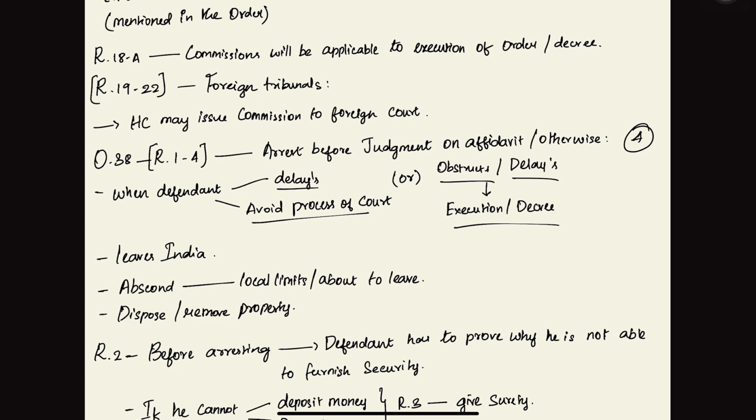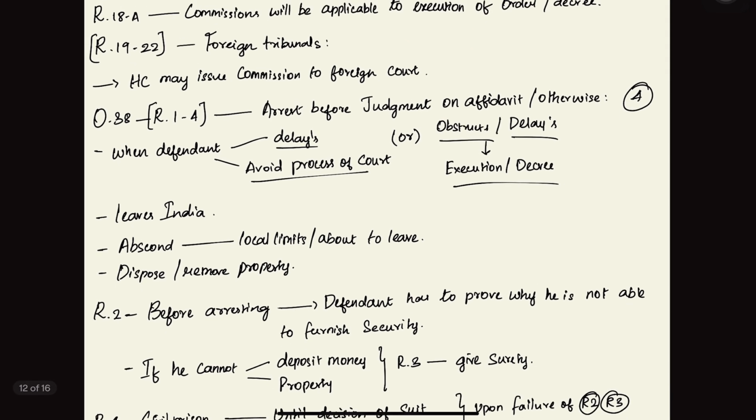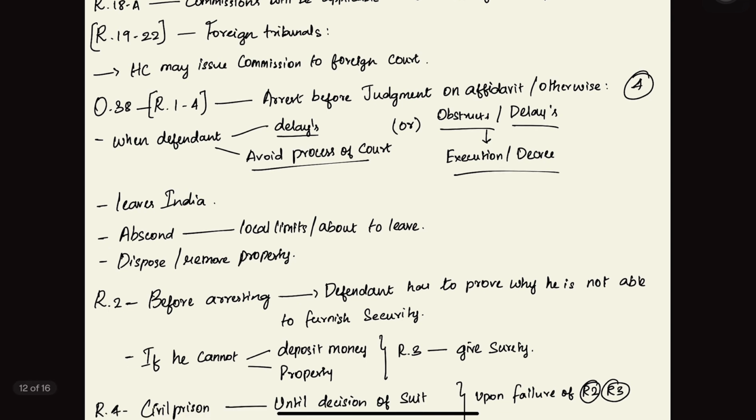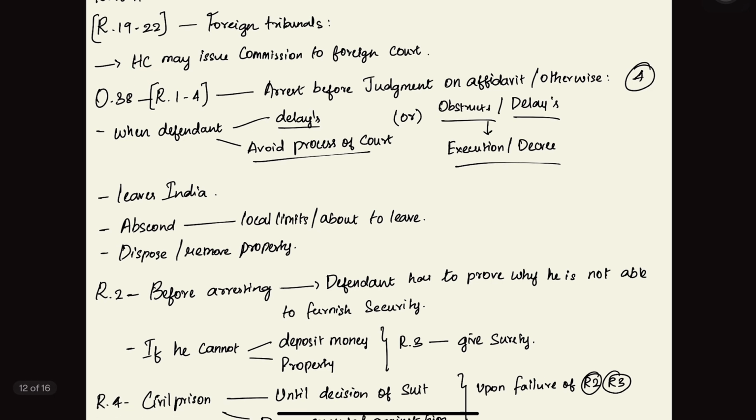Rule 18A deals with commissions also being applicable to execution of an order or a decree. So commissions are not only issued for the sake of trial, but they can also be issued in terms of execution of an order or a decree. Rule 19 to 22 deals with foreign tribunals. When it comes to foreign tribunals, commissions can only be issued by the high courts.